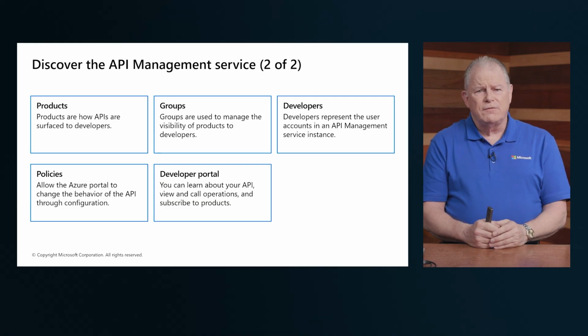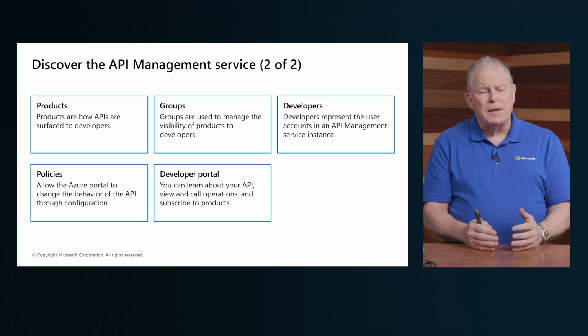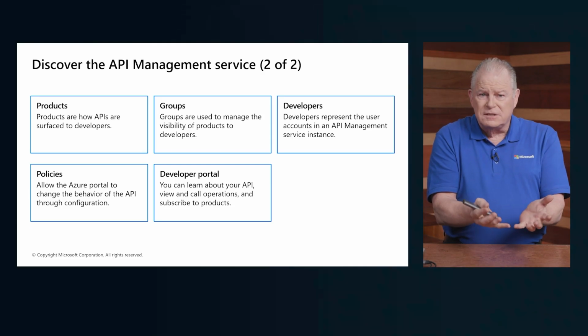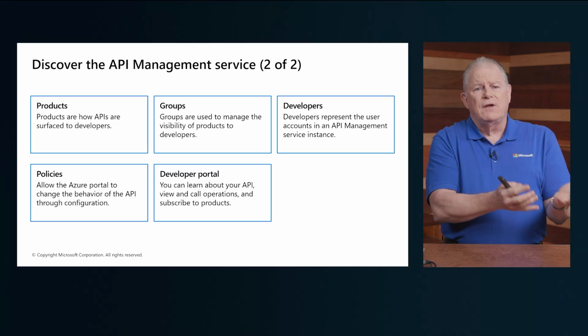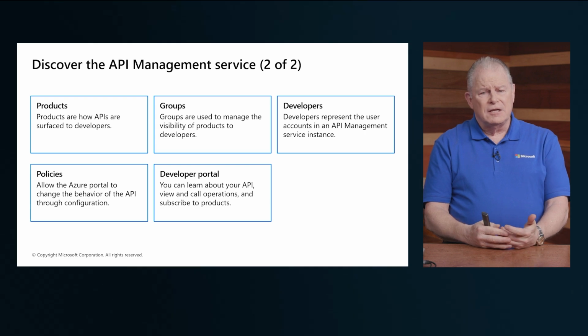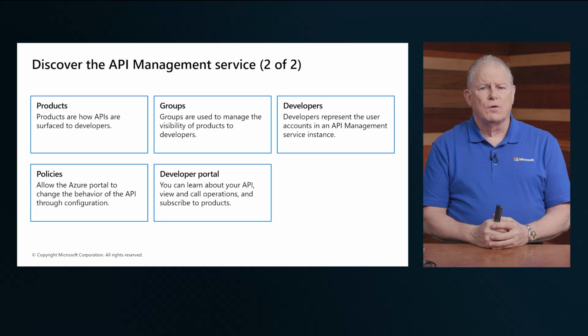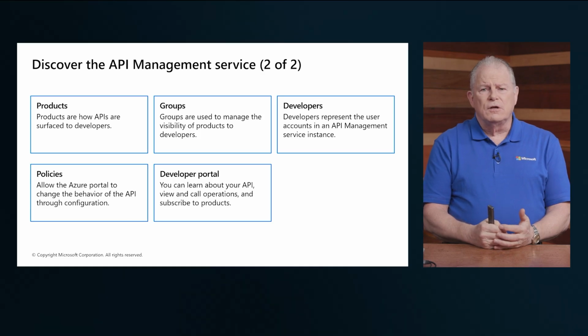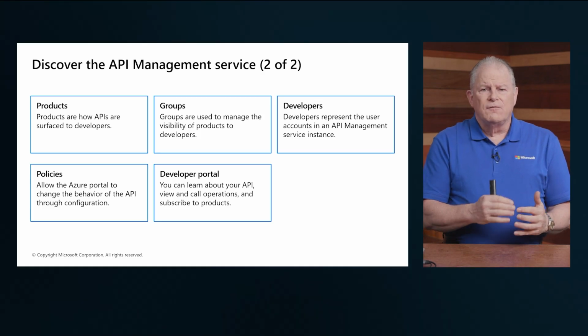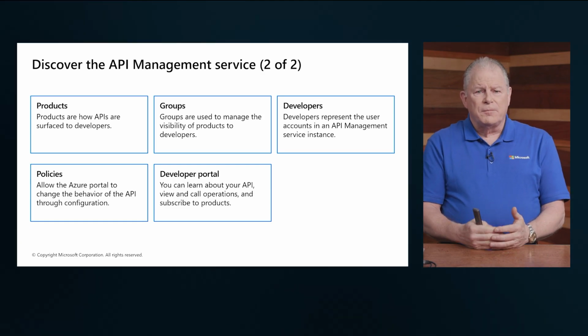I've described these already for you, but what is a product? A product is a grouping of one or more APIs that you've bundled together that you could then make available by, instead of having to have just this long list of APIs and letting the individual find them, you can actually package them up to meet your specific requirements. We have groups that you can use to manage the visibility of the products for your developers. We have the developers themselves.